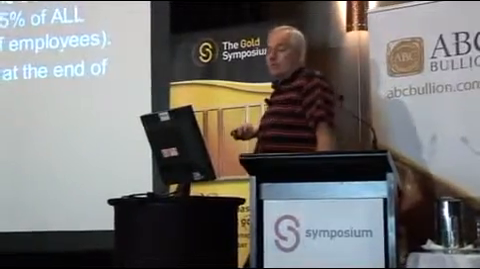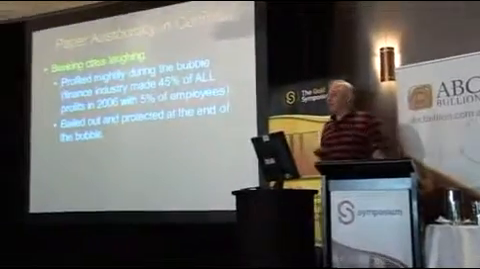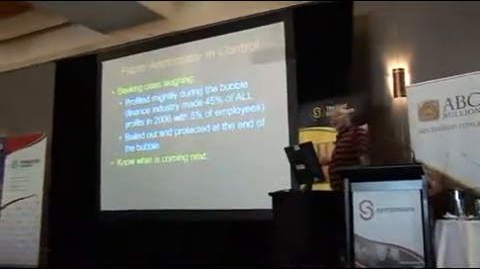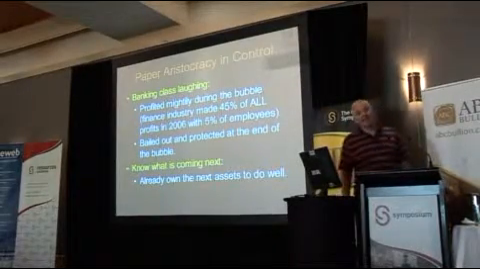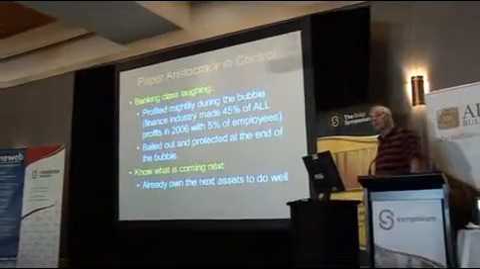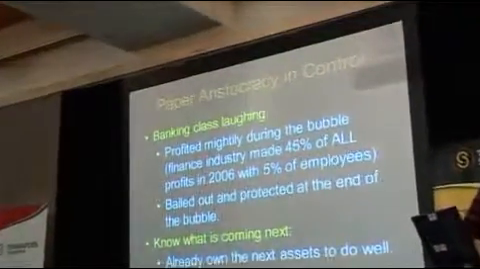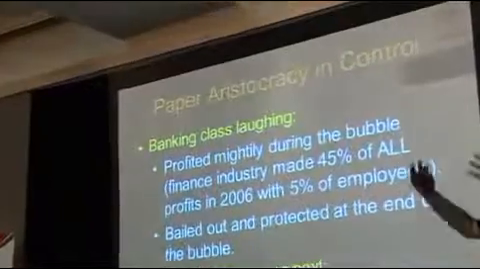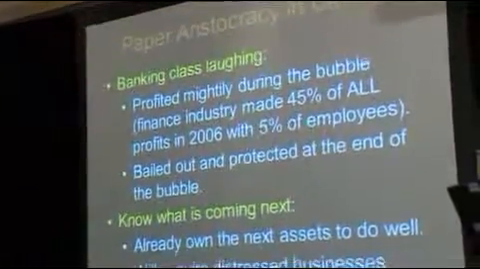Banking class are also laughing because they got bailed out and protected at the end of the bubble. How do you like that? The banking class also know what's coming next. They already own the next assets. They're going to do well in the next phase of things. Remember I told you the game for banking over the last few hundred years was they make the most money out of creating lots of cheap money, then crashing the system and buying businesses cheap. Well, that's what's going to happen.